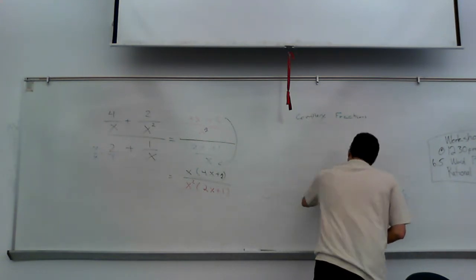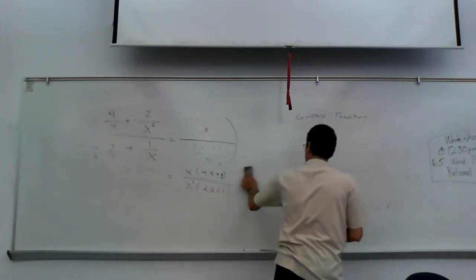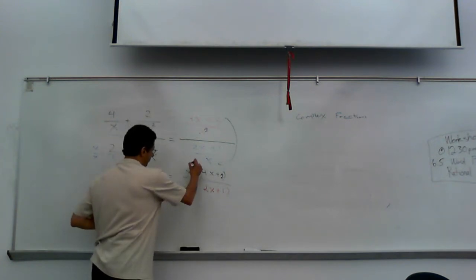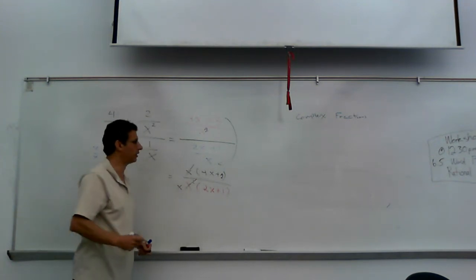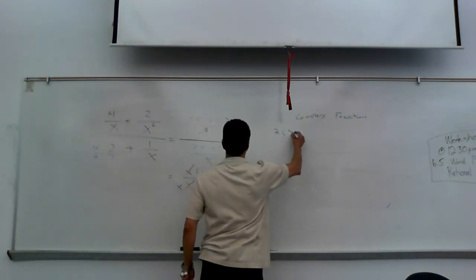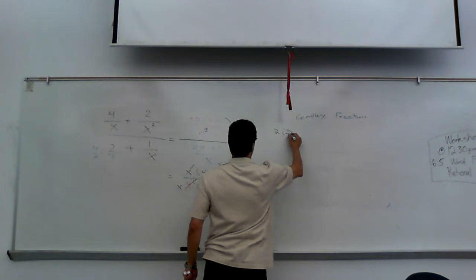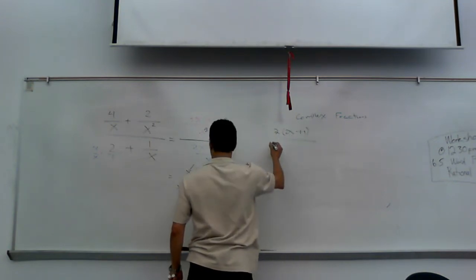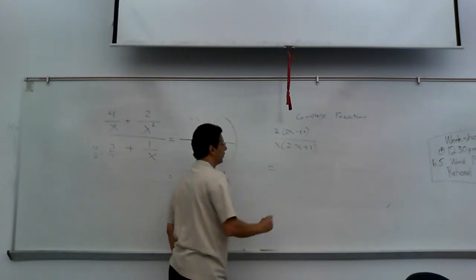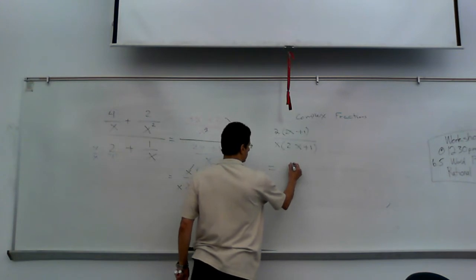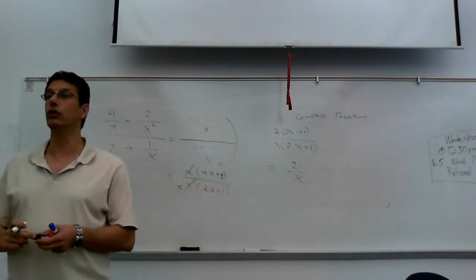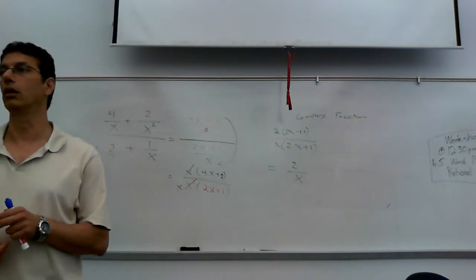First of all, we can drop the x and make this x squared x. Secondly, we can take the 2 out, becomes 2 times what? 2x plus 1 over what? X times what? 2x plus 1. So what's the final answer to this? 2 over x. So that's a method I wouldn't use, but I just wanted to show you how it's done.